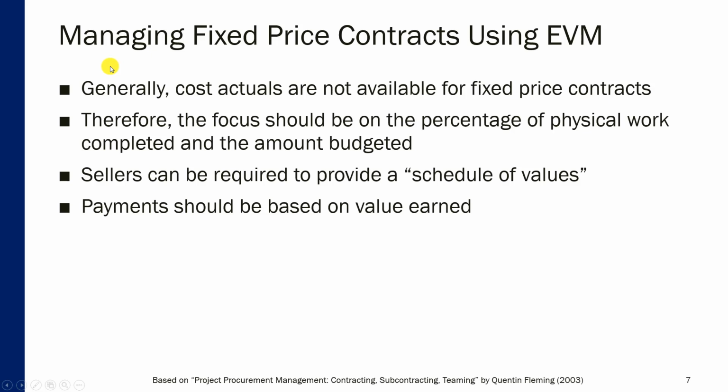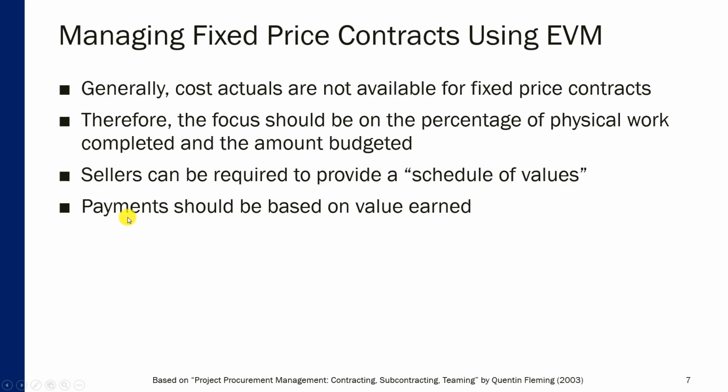Now, things become a bit harder when you're trying to use this technique for managing fixed price contracts, because for many fixed price contracts, the seller is not obliged to provide any cost actuals. In other words, they promise you to deliver something within the specified cost, but they're not going to report to you the cost or the progress of individual items. However, sellers can still be required to provide a schedule of values, in other words, what kind of work they promise to complete by what date, and how much money they will end up spending on performing that work.